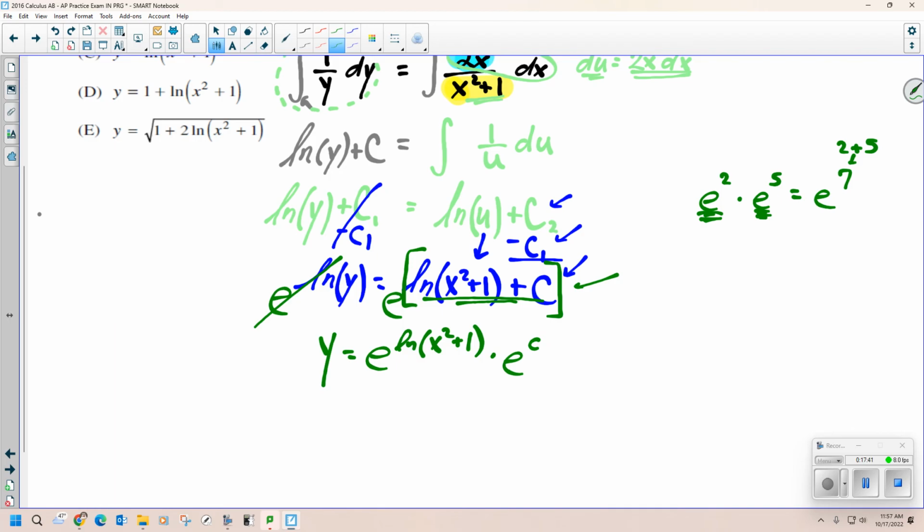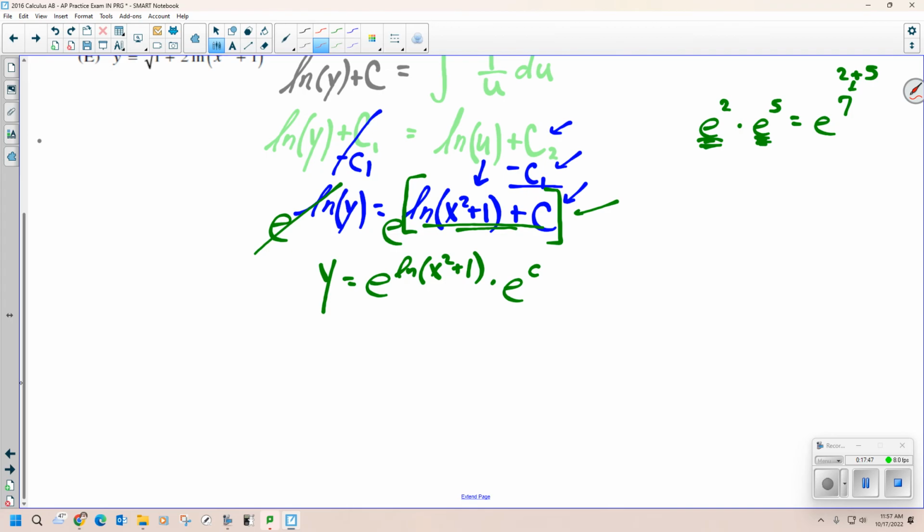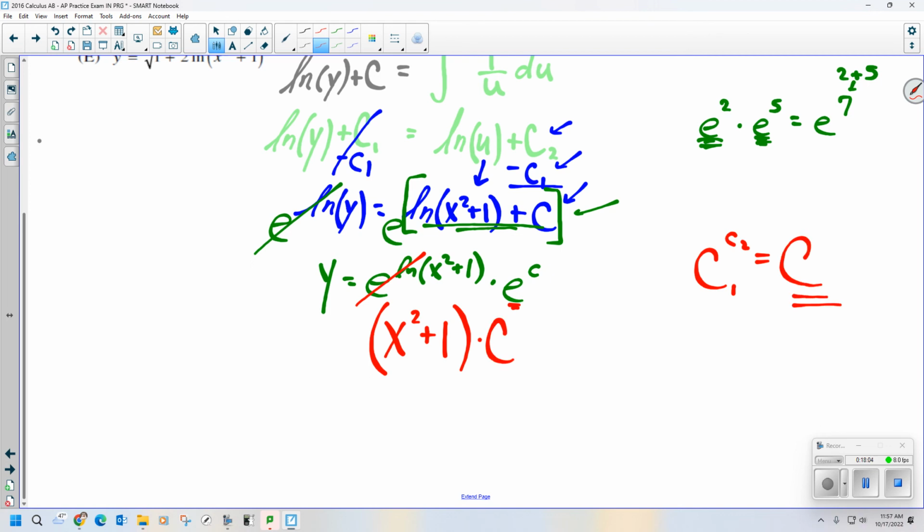Okay? Now, here's the beautiful part. Watch the magic happen. If you've made it this far, that's pretty good. Okay? E and ln cancel. So I've got x squared plus 1. E is a constant. If I have a constant raised to another constant, that will still result in a constant times some constant c equals y.